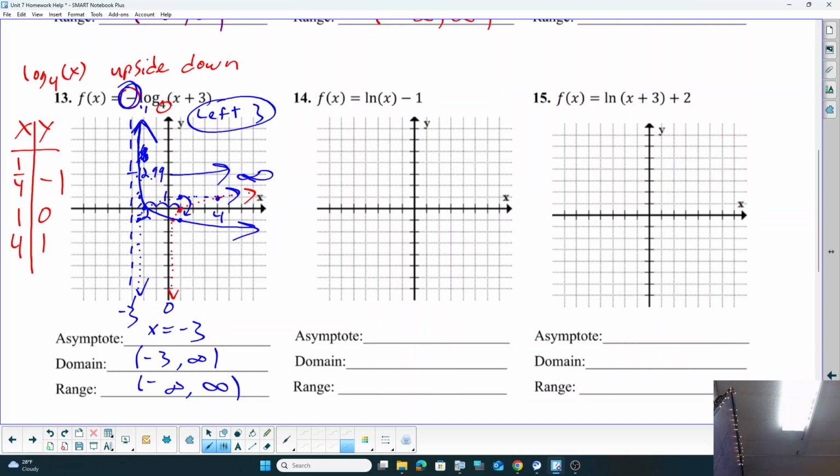Okay, let's try natural log. Woo! So ln, the opposite of ln is e. So we're going to turn it into an exponential and then use y values to find the x values.